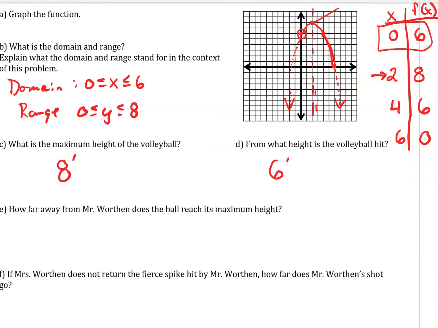How far away from Mr. Worthen does the ball reach its maximum height? Well, he hit it at 0 distance from him. 2 feet further down the court, it has reached its maximum height. So it is 2 feet away from Mr. Worthen at that point.